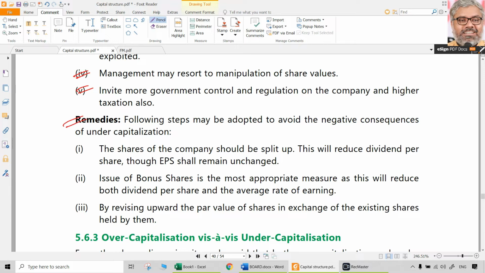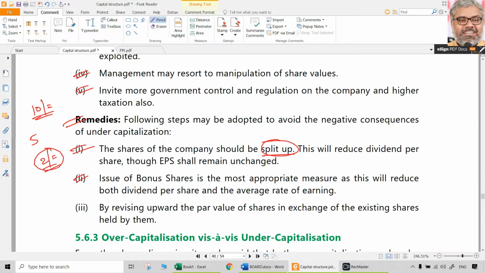Remedies for this can be: the shares of the company should be split up. This will reduce the dividend per share, though EPS will remain unchanged. So dividend per share at least will reduce if the split-up happens. Split, share consolidation, both are possible. So if the face value of the share is 10 rupees, let us say you divide that into 5 shares of 2 rupees each, that can be one of the things where the face value of the share and the market price of the share also will look reasonable.